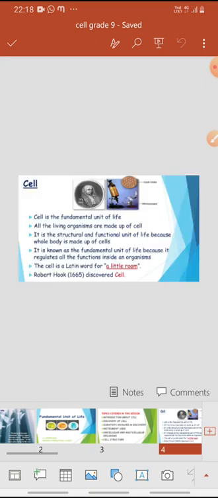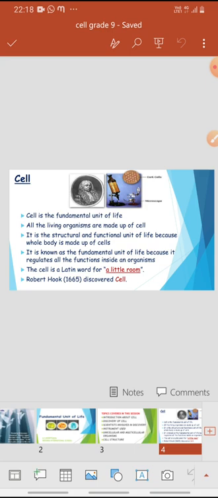What is meant by cell? Cell is the fundamental unit of life. All the living organisms are made up of cells. It is a structural and functional unit of life because the whole body is made up of cells. It is known as the fundamental unit of life because it regulates all the functions inside an organism. The word cell is a Latin word for a little room. Robert Hooke in the year 1665 discovered the cell.